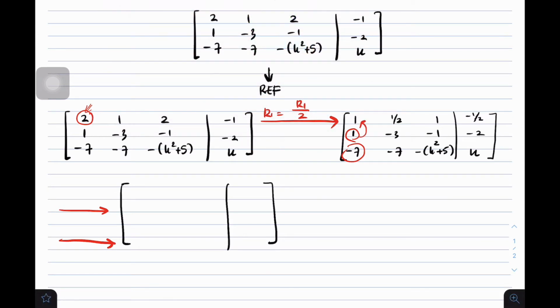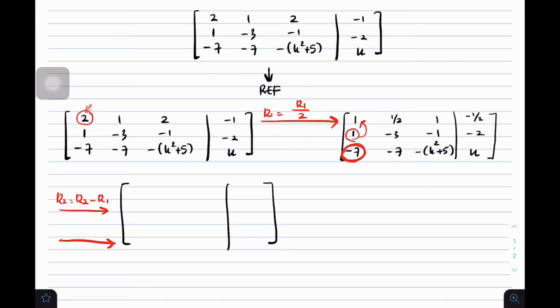1 minus 1 will become 0. Therefore, to get the new row number 2, you will minus with row number 1. And to get the new row number 3, you want this one to become 0. So negative 7 to be 0, you may plus with 7.